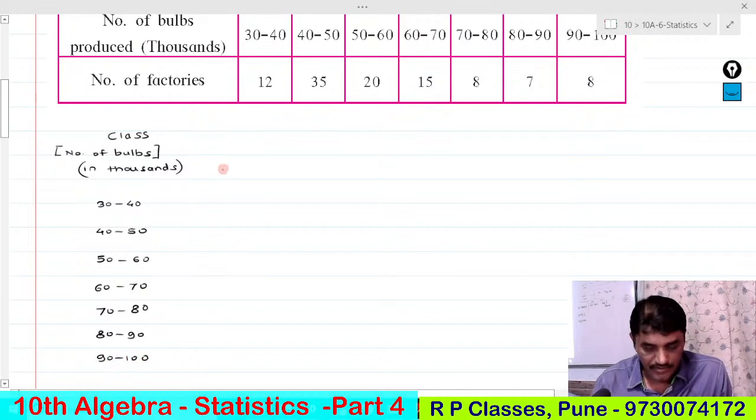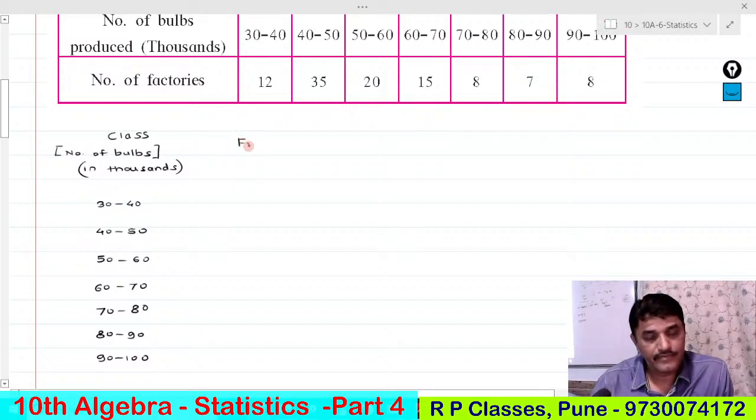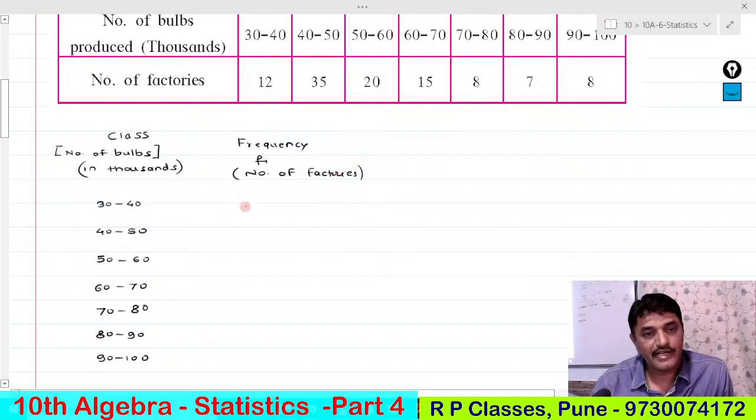Then we have to have the second column. What will it be? Frequency. Frequency will be denoted by fi. fi means the number of factories here. Number of factories. So the frequencies are 12, 35 factories, 20 factories, 15 factories, 8 factories, 7 factories and 8 factories.